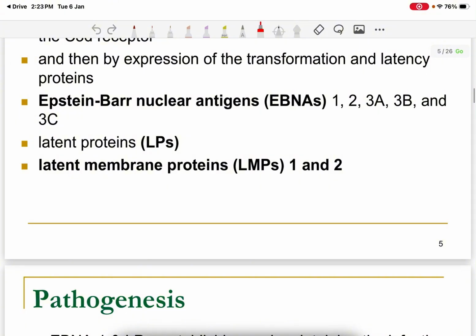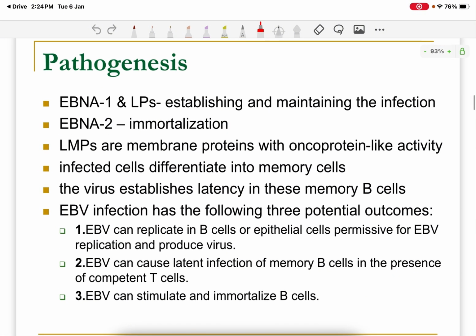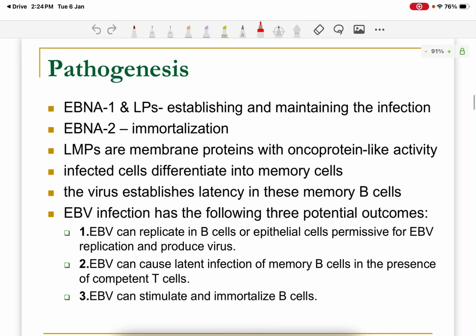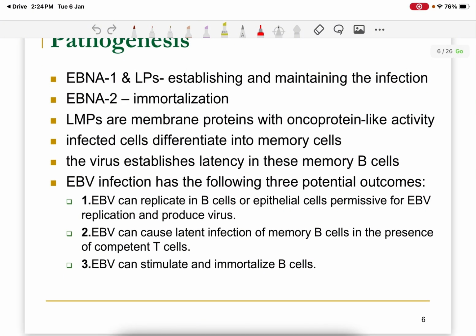And we also know that it targets an interesting component of your immune system, naive resting B cells in the tonsils. But this is how much we know about this double-stranded DNA virus up to this point. But if we were to dissect through the various components, nuclear ones and the latent membrane proteins, establishing and maintaining the infection. So EBNA1 and LMPs, let's check, establish and maintain the infection. So this is important.